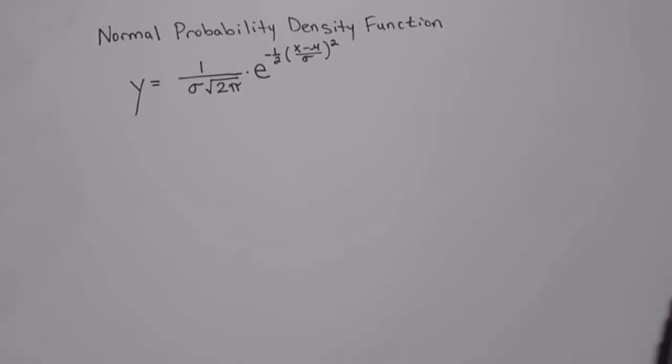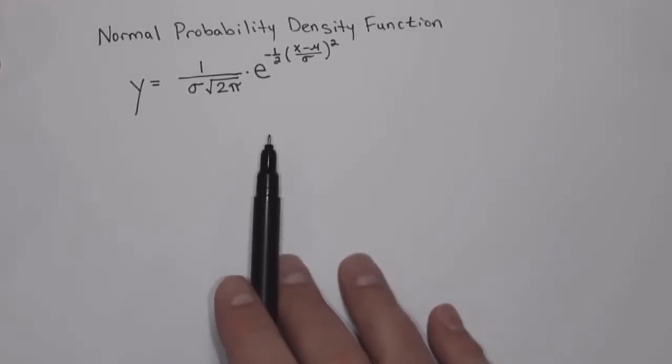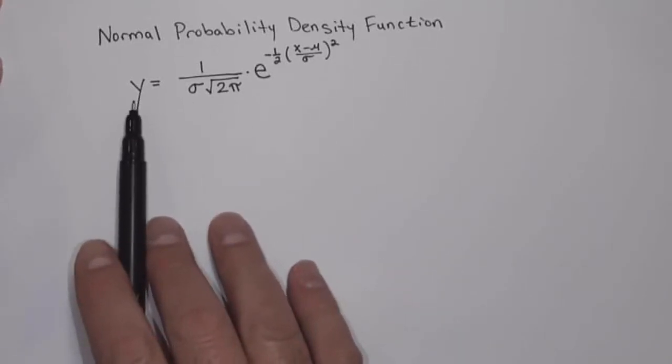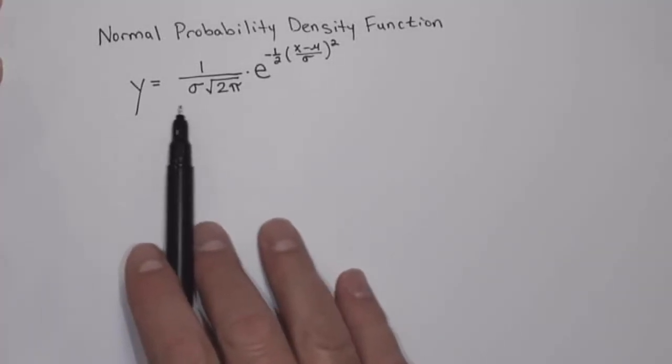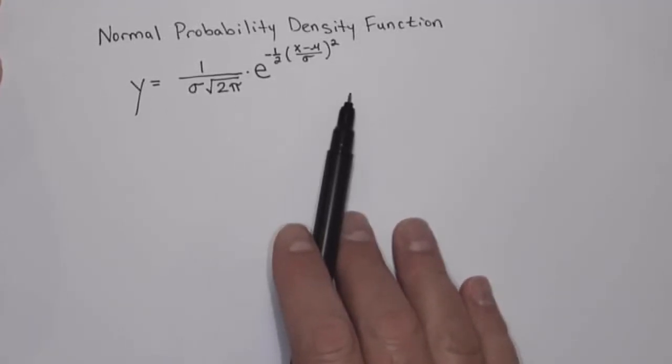So in this video, I want to look at the normal probability density function, and I want to discuss some common misconceptions that students have and try to help you to avoid them. So first of all, the equation of the normal probability density curve is this equation right here.